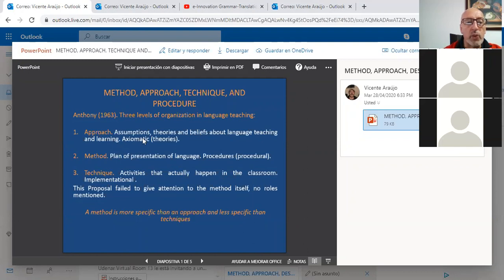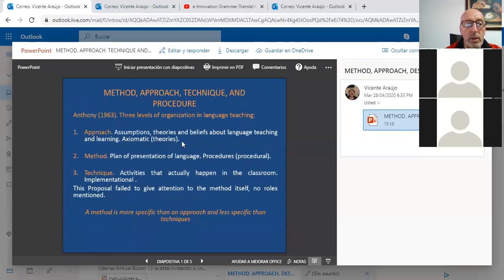Okay, so approach is axiomatic. When you say that something is axiomatic, it means that it's made up of theories. The method is a plan of organization of language. It's procedural. If approach is axiomatic, the method is procedural. And what are techniques? Those are actions that actually happen in the classroom, the activities that you do in class. It's what really happens in the classroom. Implementational. Approach is axiomatic, the method is procedural, and the technique is implementational.